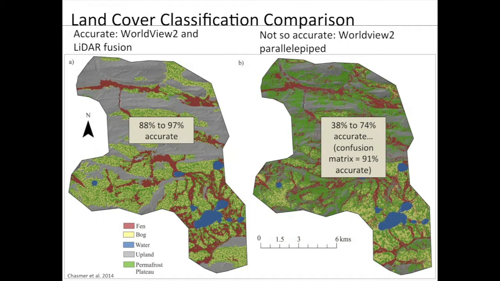So when we compare classifications, we can do a bunch of different classifications. The one on the left is a fusion-based classification using airborne LiDAR and Worldview, and it works quite well when we compare it with our field data. If we just use Worldview alone, we don't get such a good classification. So the fusion method was 88 to 97% correct.